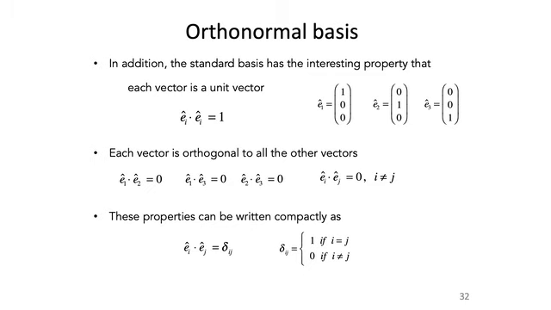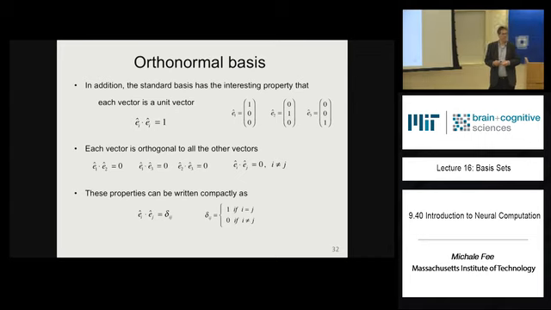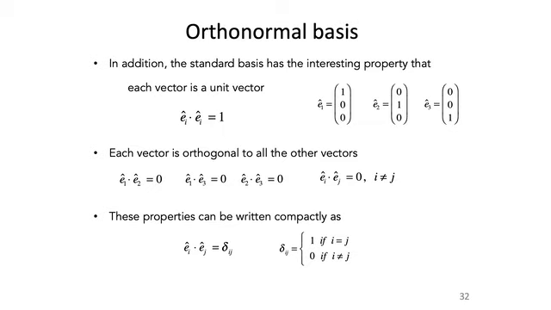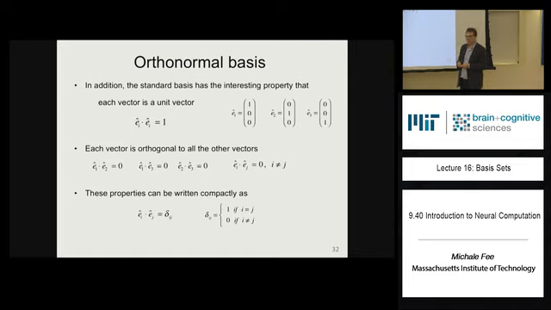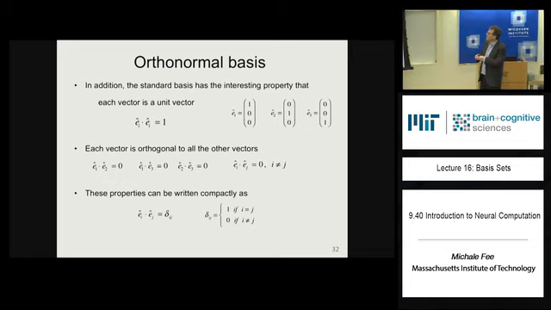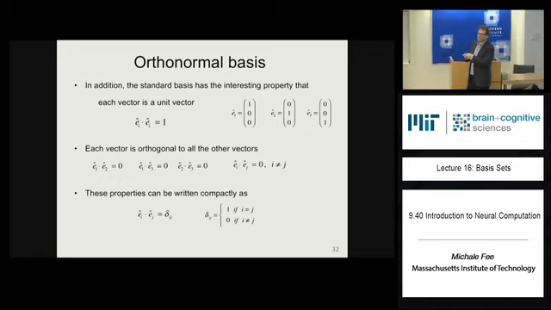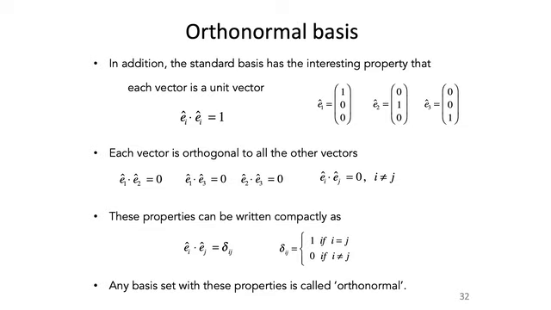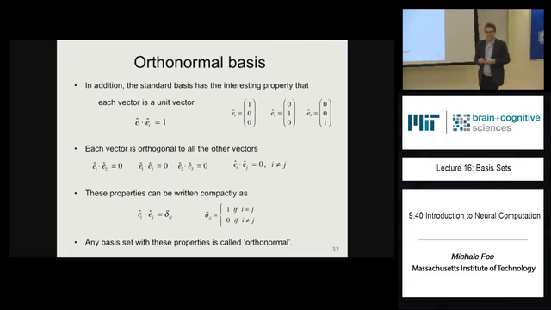e_i dot e_j equals delta ij. Delta ij is what's called the Kronecker delta function. The Kronecker delta function is a 1 if i equals j and a 0 if i is not equal to j. Okay? So it's a very compact way of writing down this property that each vector is a unit vector and each vector is orthogonal to all the other vectors. And the set with that property is called an orthonormal basis set.